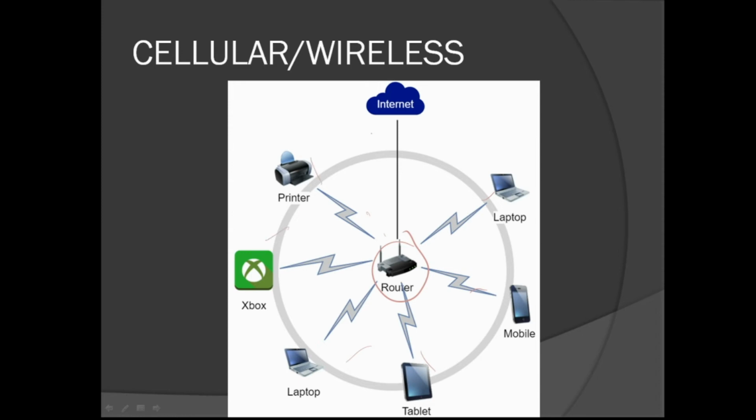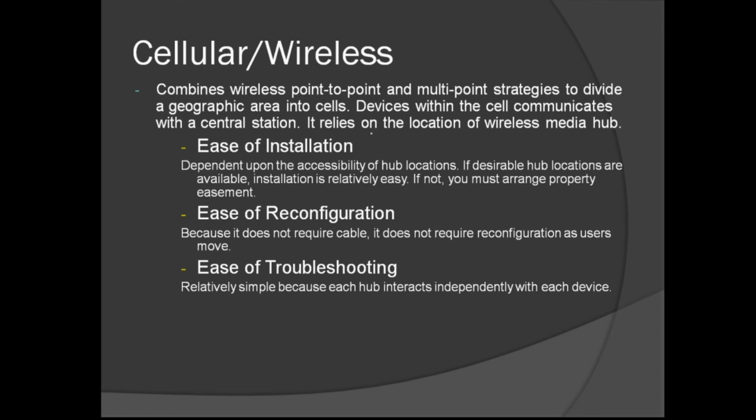Ease of reconfiguration: because it does not require cable, it does not require configuration as users move. All you have to do is just move the computers or devices, and as long as the signals are still accessible, there is basically no need for reconfiguration. Ease of troubleshooting is relatively simple because each hub interacts independently with each device. Since yun nga, same with the reason of reconfiguration, mas madali ang troubleshooting. No need to disconnect it from the network. Just isolate a particular access point or segment of access points on the network, or the device itself. Mas madaling tanggalin yung device on the network.